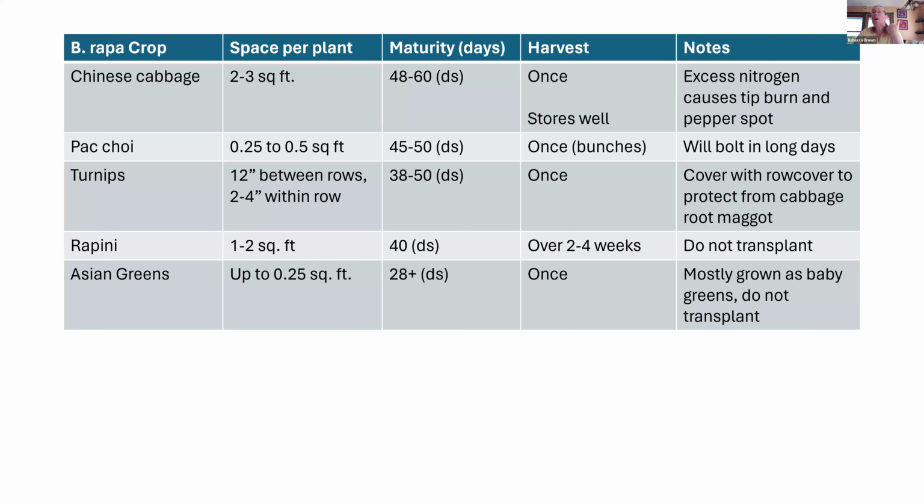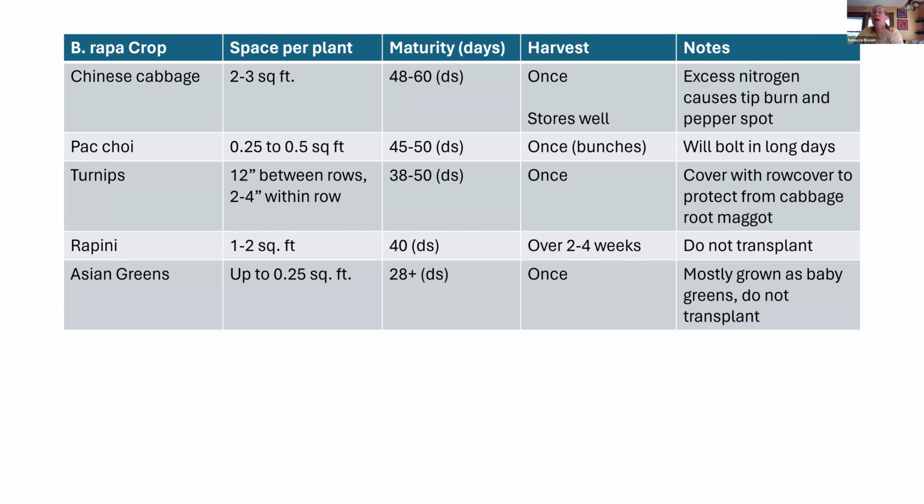And basically you want to make sure that any brassica root vegetables that are still in the field or the high tunnel at this point get covered to protect them from the flies that lay the eggs that become the root maggots.